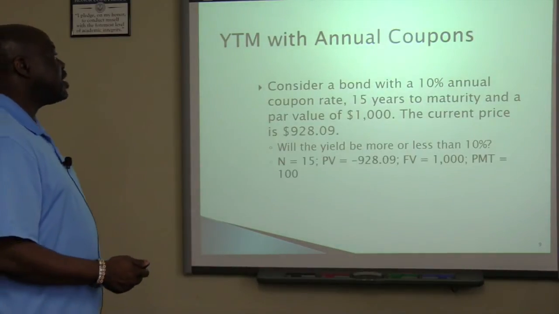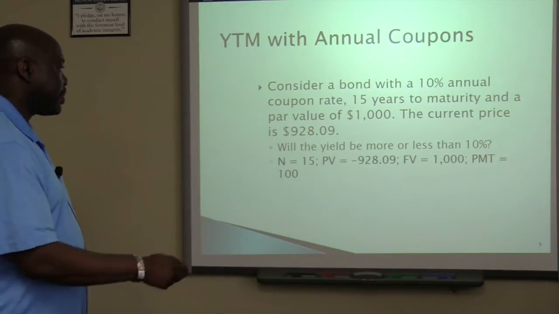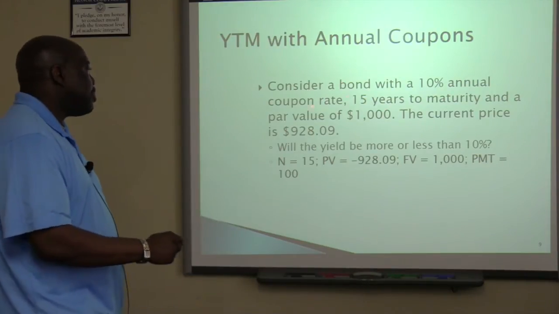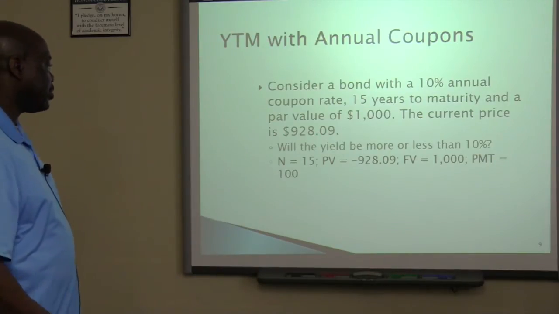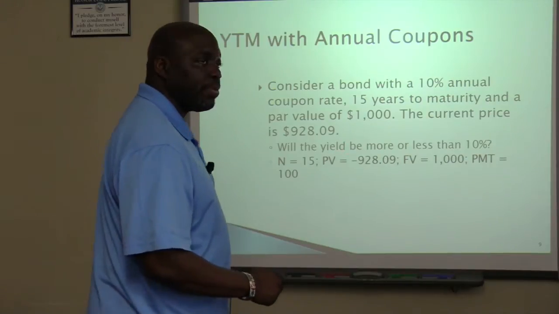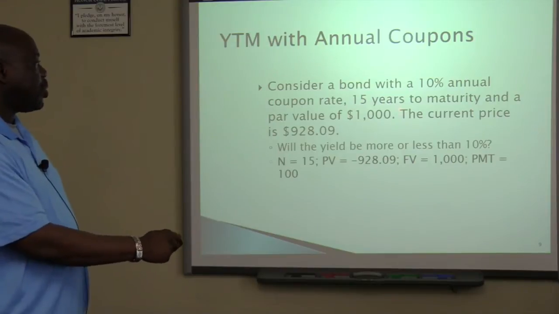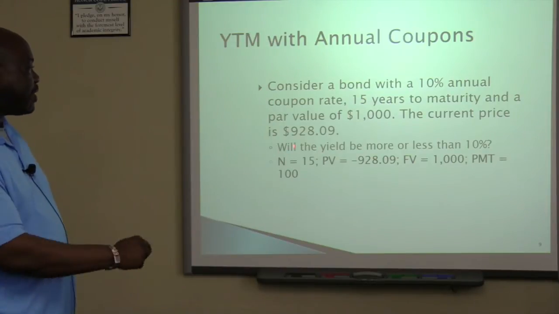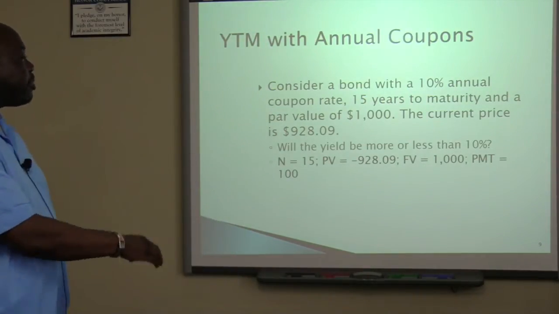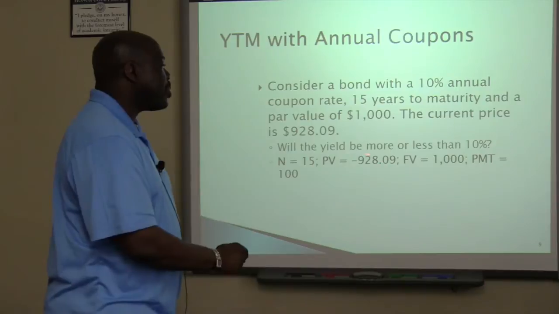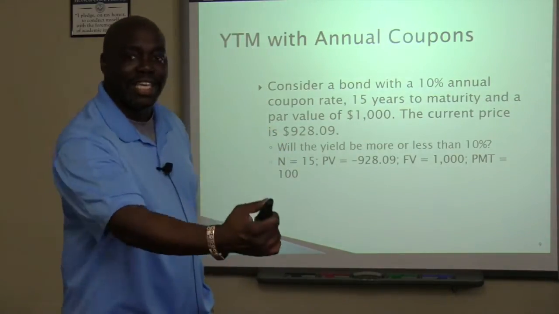Okay. Consider a bond with a 10% annual coupon rate, 15 years to maturity, and a par value of $1,000, and the current price is $926. Will the yield on the bond be more or less than 10%? Well, we know again that N is going to be the years to maturity, so N is 15. Our present value is going to be the selling price of the bond, which is $926, and we're going to put that in as being negative. Remember, it's just like doing an investment because the money is leaving our pocket.